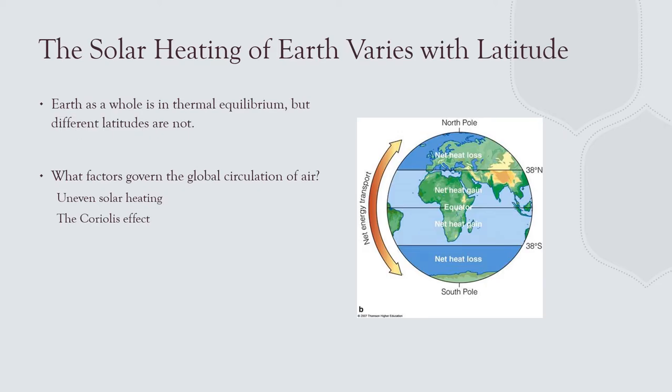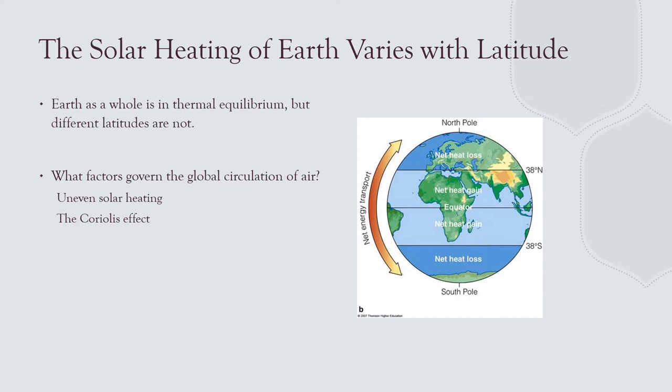So energy transfer, we have a greater energy coming in at the equator, less energy coming toward the poles. Wind and subsequently ocean currents then distribute this heat over our planet. So the uneven heating of our planet governs global circulation, the flow of energy.